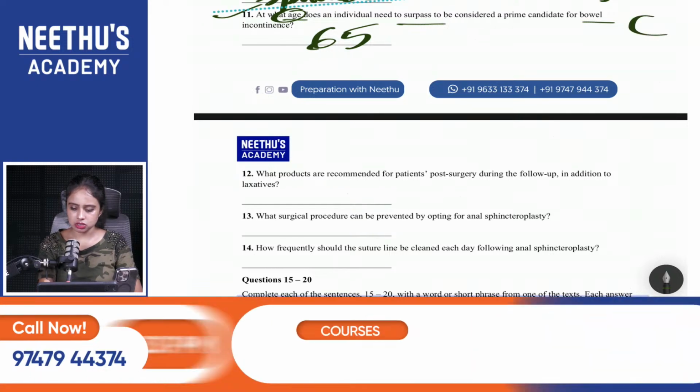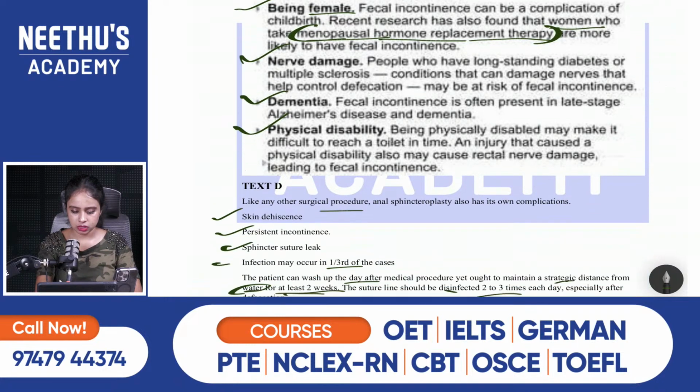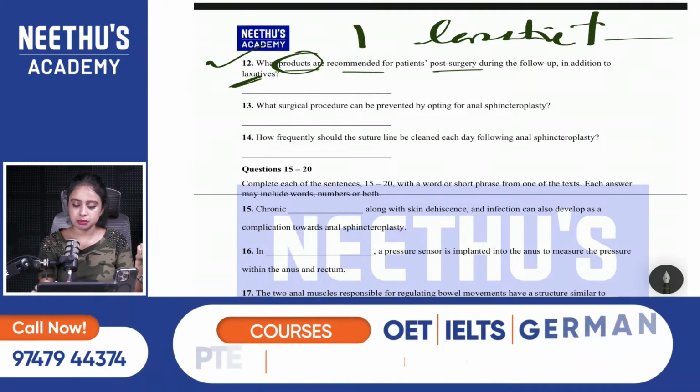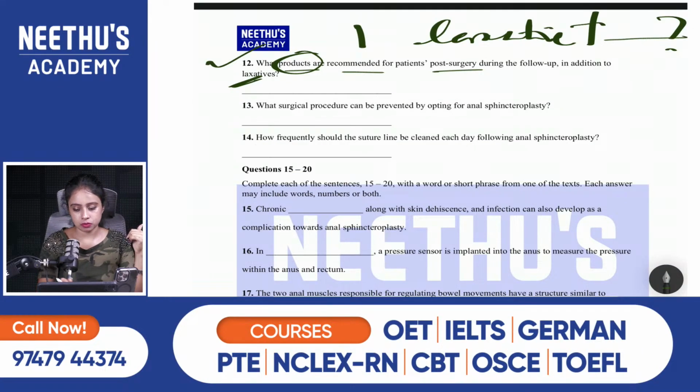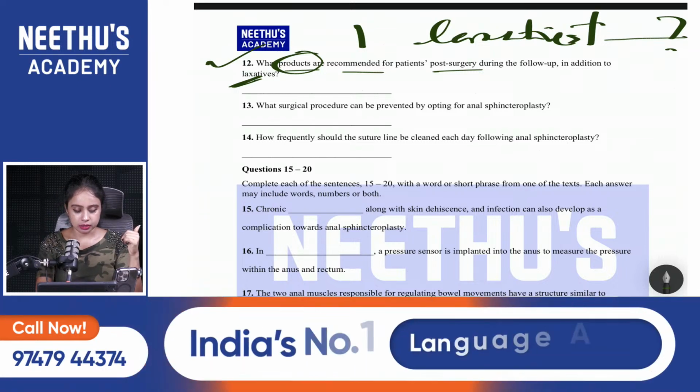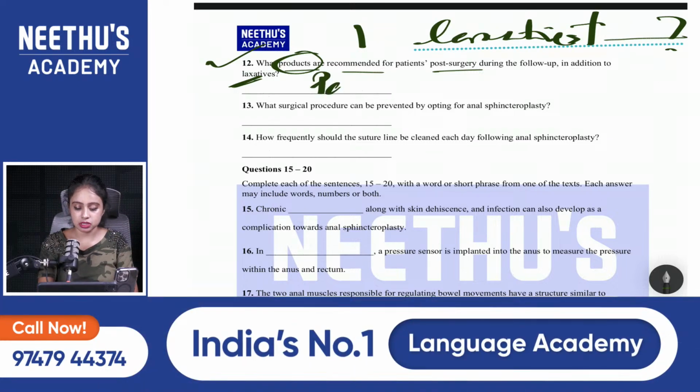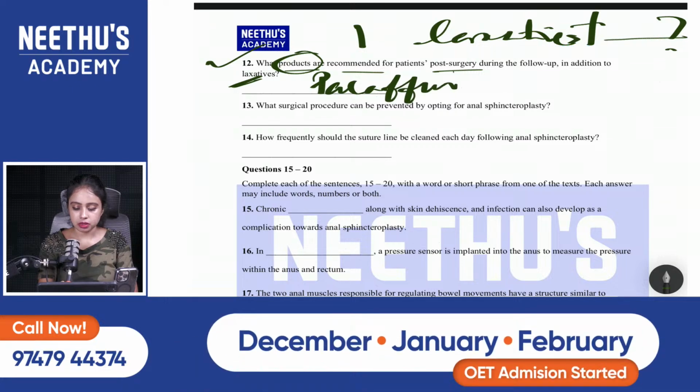Okay, and which is mentioned in text C. Plus something else is there. So what is that? Very good. Paraffin oil. Paraffin oil is the right answer. Okay, paraffin oil. Where is it mentioned?